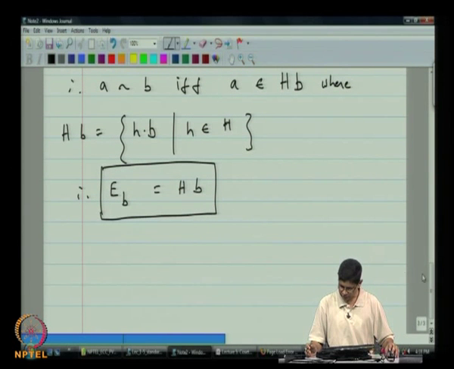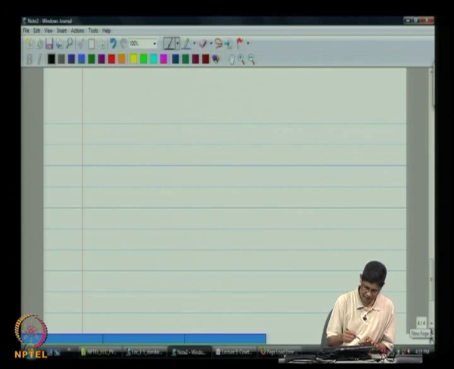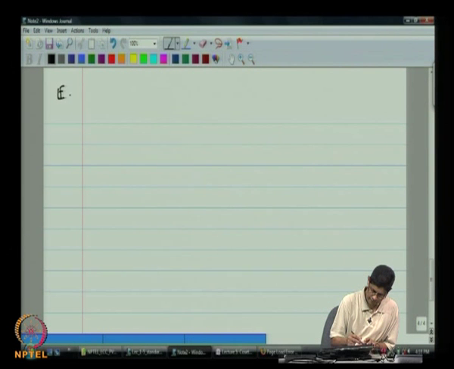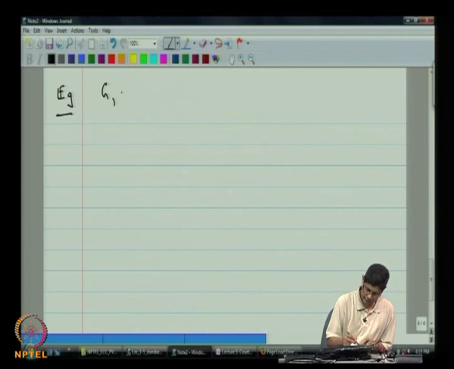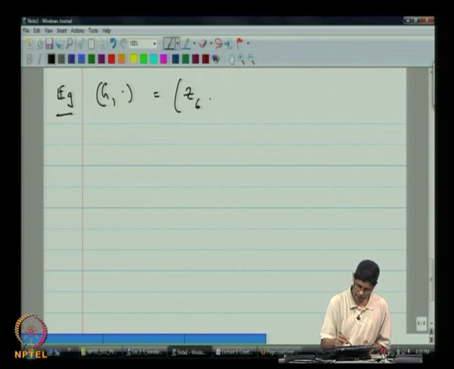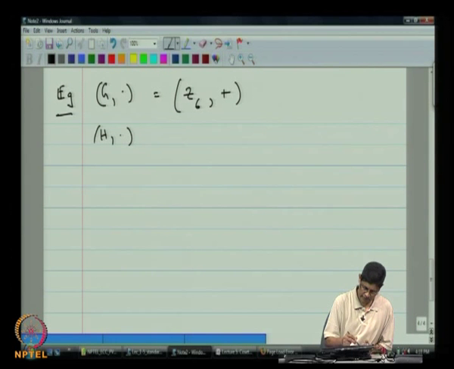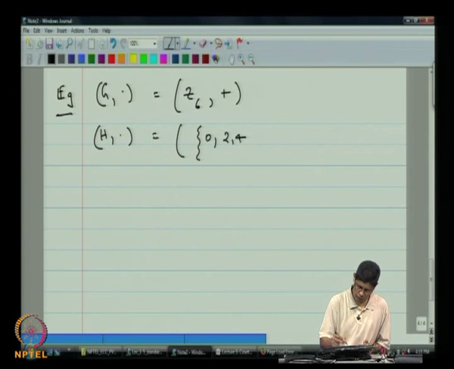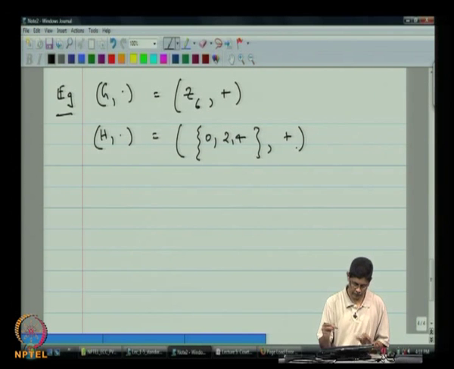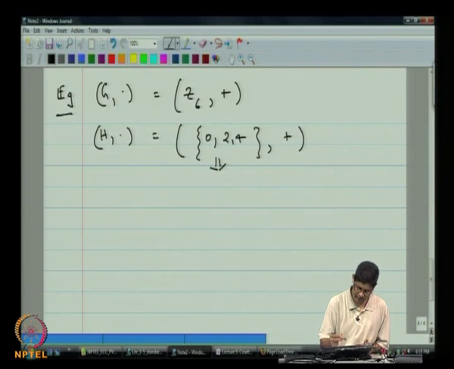So just to get a feel for this, let's look at some examples. If you take G to be the integers mod 6 under addition, and if you take the subgroup to be {0, 2, 4} under addition, you can verify that this is a subgroup. I leave that as an exercise to you.